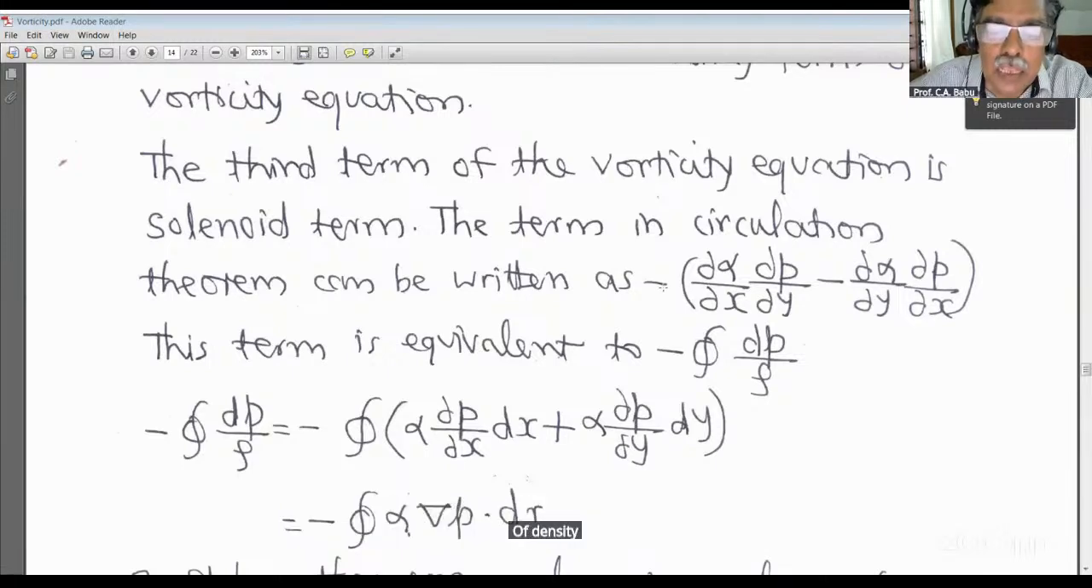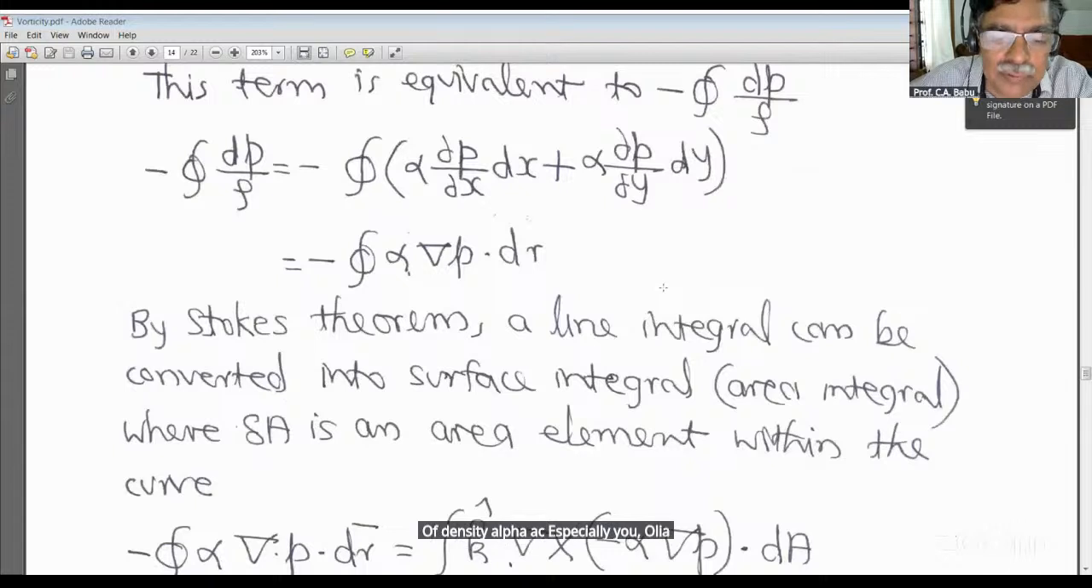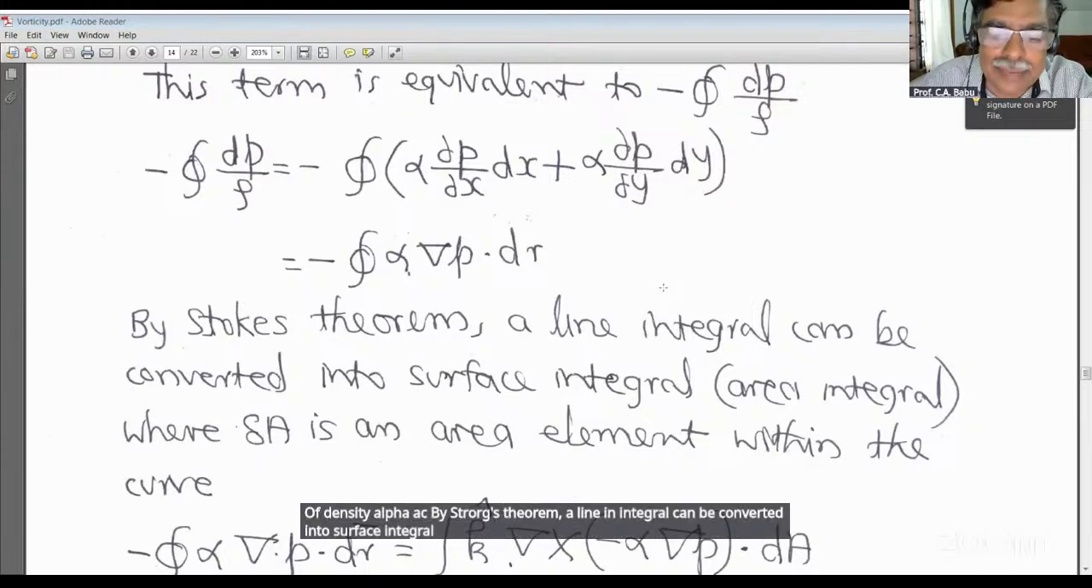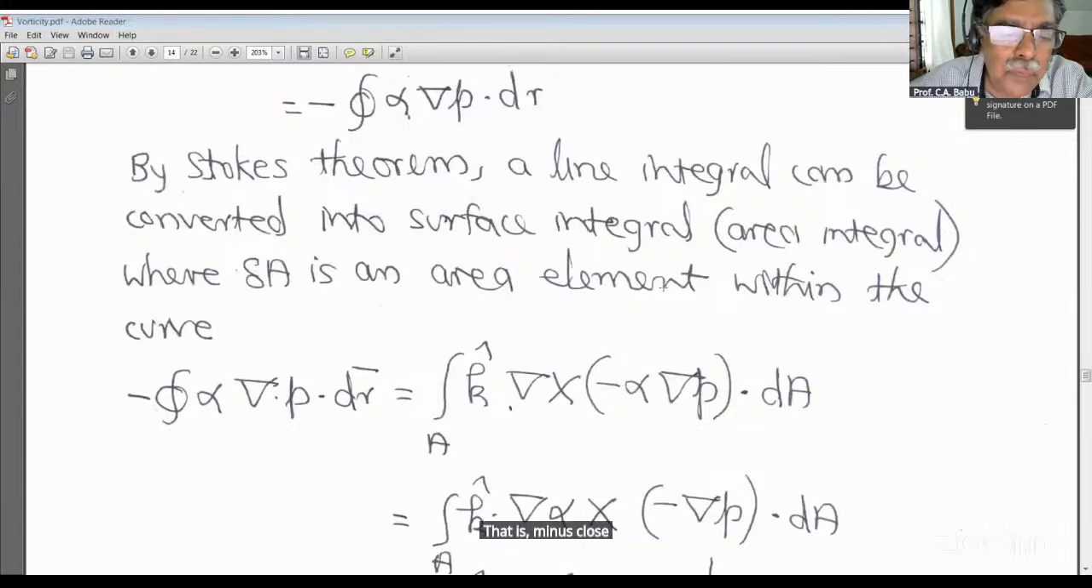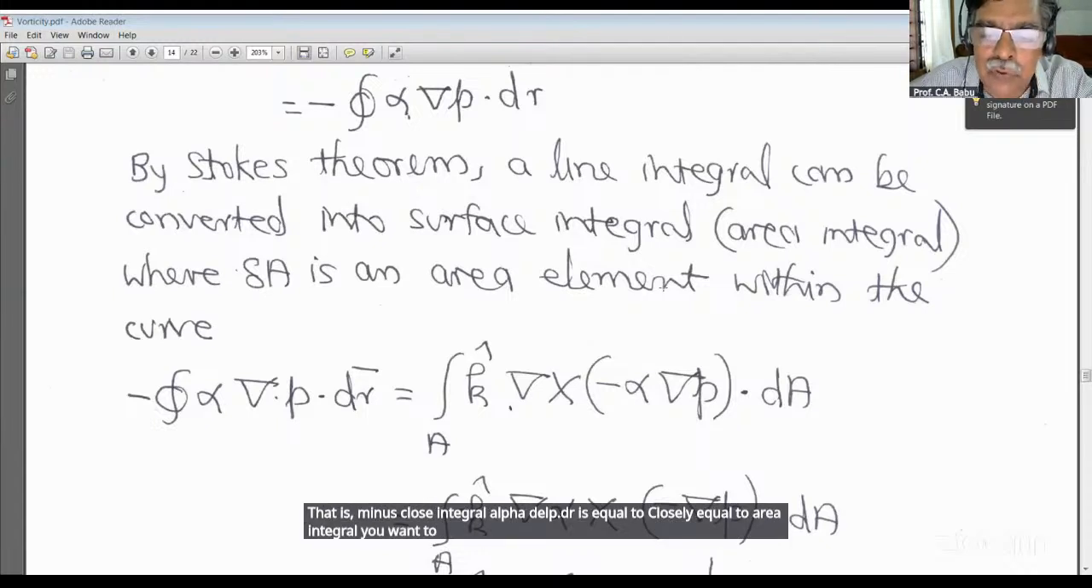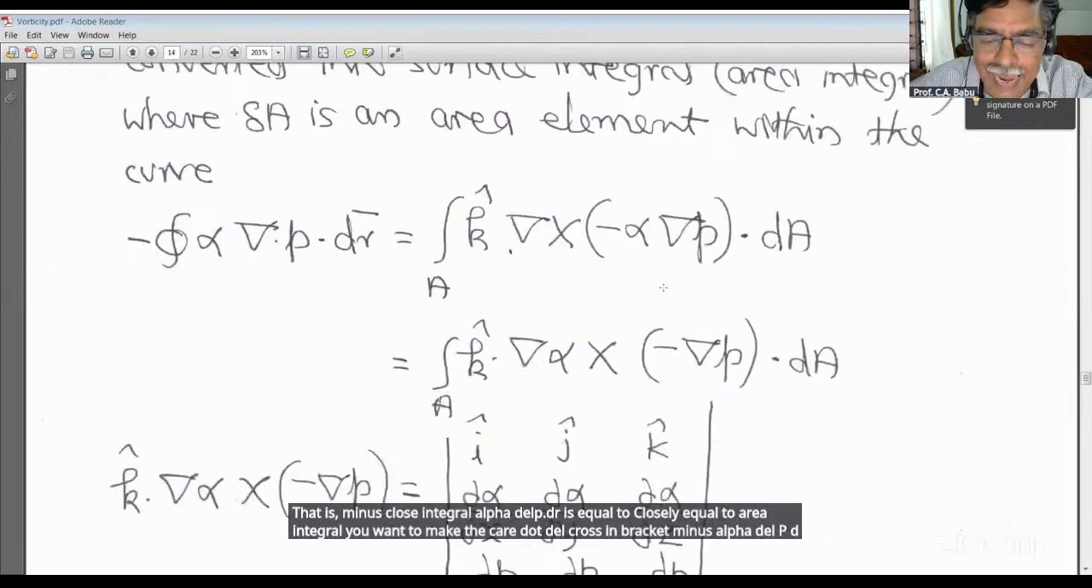Alpha is the specific volume. By Stokes' theorem, a line integral can be converted into a surface integral, that is an area integral, where delta A is an area element within the curve. That is, minus closed integral alpha del p dot dr is equal to the area integral of unit vector k dot del cross in bracket minus alpha del p dot dA.